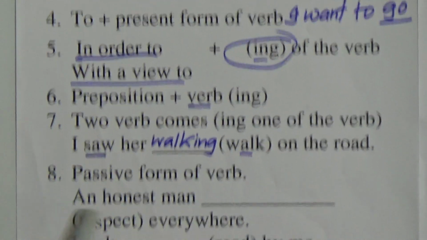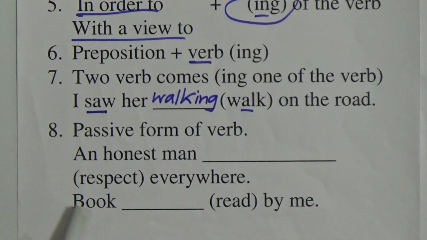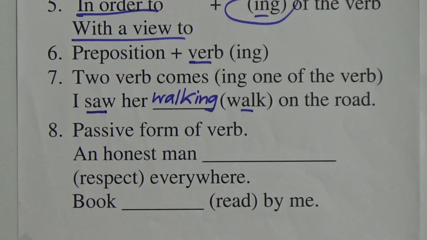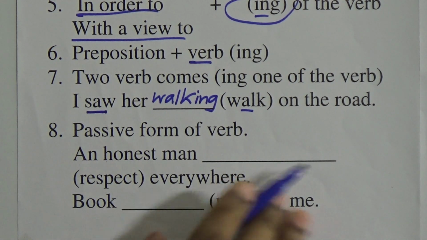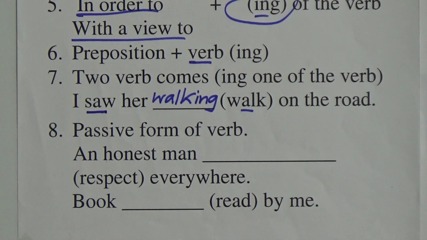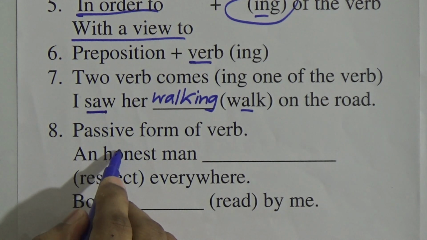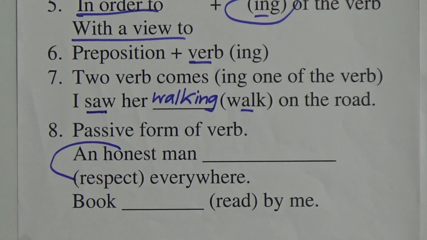Passive form of the verb, very very important. This rule is very very important, and a large number of students make mistakes in this rule. So how can we understand this is passive voice? We have to form the passive form of the verb. So look at the sentence: An honest man respect everywhere. There is no by here. Okay, but you have to understand how. Look, an honest man respect. So who respects an honest man? An honest man? Is the verb's work done by the subject?